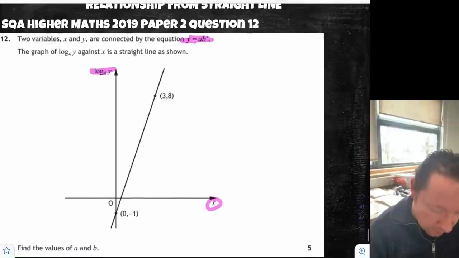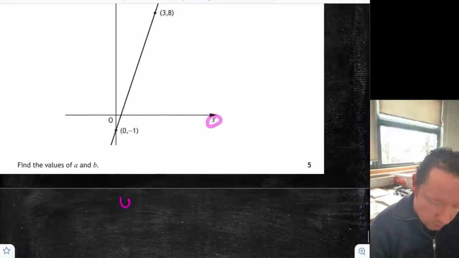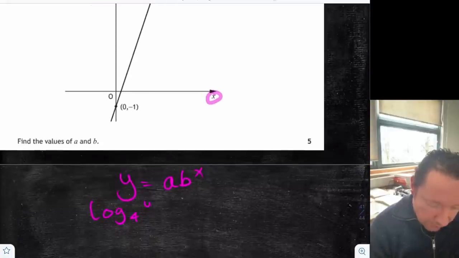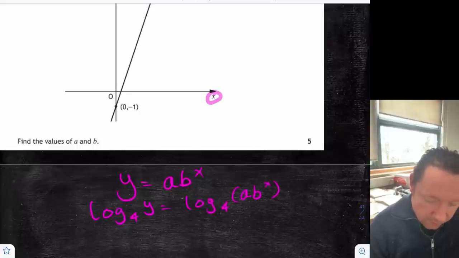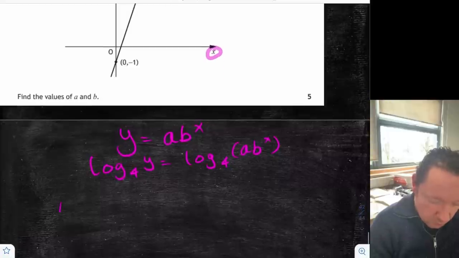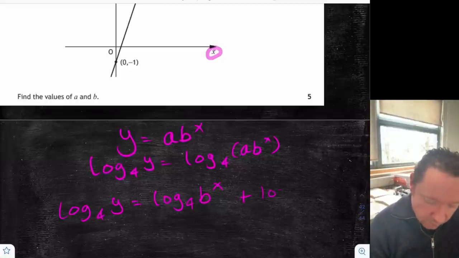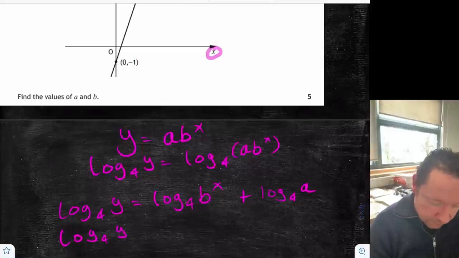So I'll start with y equals ab to the x. We have to find the values of a and b. Just log both sides then. Our log base is 4, so looking on our graph, log base 4y equals log base 4 of ab to the x, which is a product, so I can separate that into a plus. So log base 4y equals log base 4 of b to the x, I like the x one first, like mx plus c, plus log base 4a. Taking the x to the front, we get log base 4y, that's a y and that's a log, equals x times log base 4b plus log base 4a.